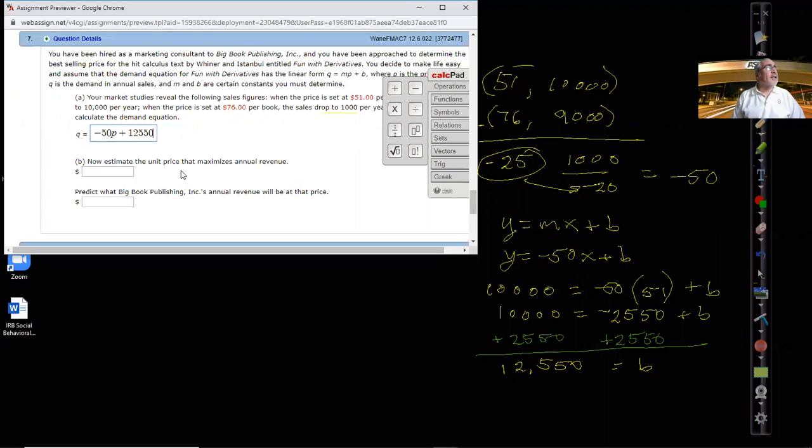Okay, now estimate the unit price that maximizes annual revenue. So annual revenue, this is looking at, so what we're going to do is set up the elasticity. We're going to find where the elasticity equals 1, and then we'll be able to get the equation. If anyone sees any errors that I make along the way, please jump in.